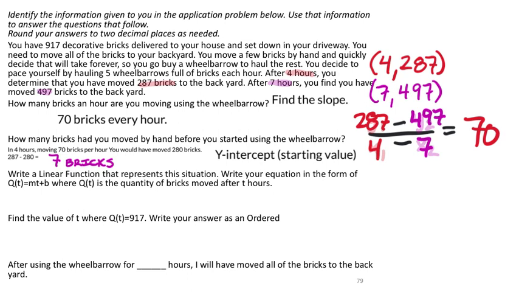Now, next up, it says write a linear function that represents the situation, but write your equation in the form Q of t equals mt plus b. Q of t is the quantity of bricks moved after t hours. Well, all we need here is the slope, and that's the m, right? We figured out the slope is 70 bricks per hour, and also we figured out the y-intercept. We'd moved 7 bricks before that, so the full expression, Q of t equals 70 times t, that's the time in hours, plus the 7. And that right there would be our function.